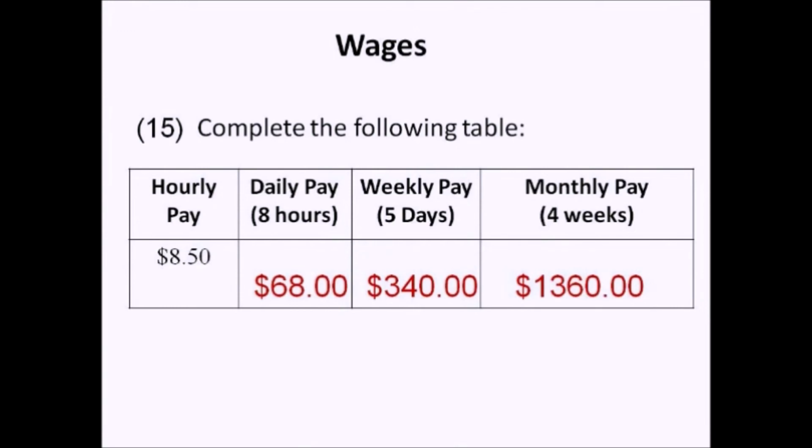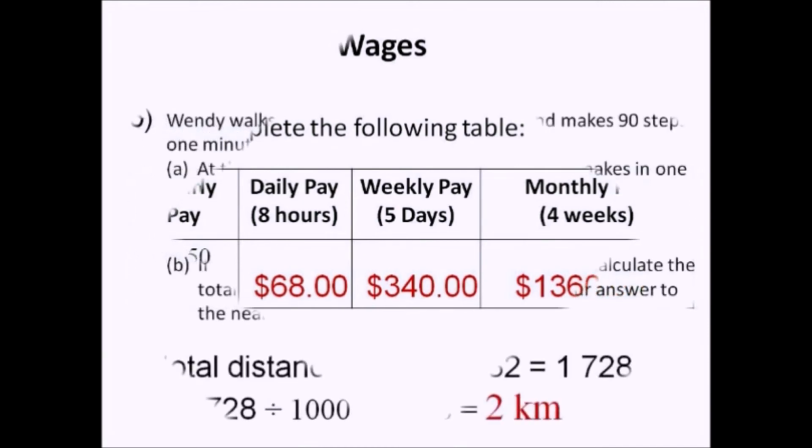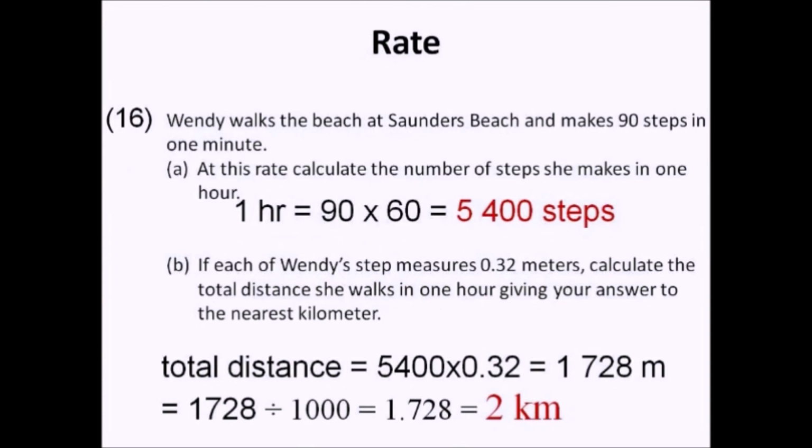And number 15, wages. And you have the hourly pay is $8.50 for 8 hours. That's $68. For 5 days, that's $340. For 4 weeks, 1 month, you get $1,360. $1,360, guys. Simple multiplication for each one of those.